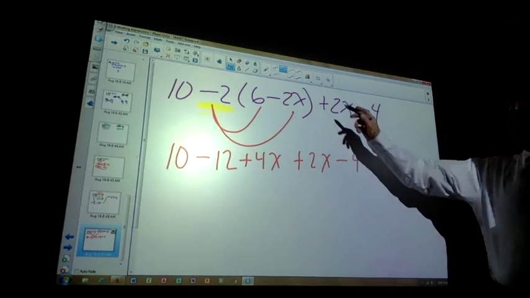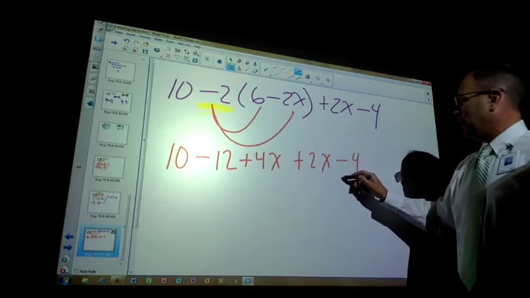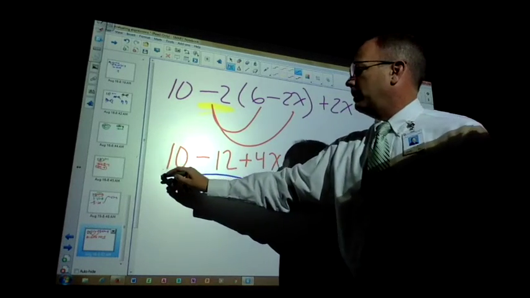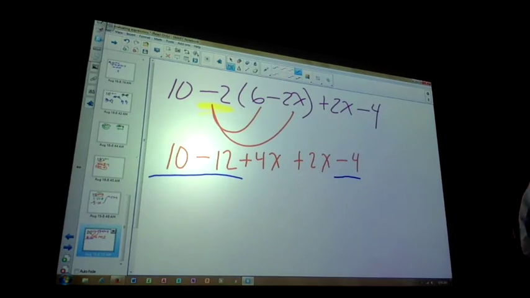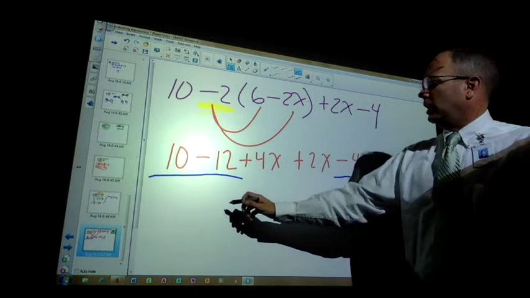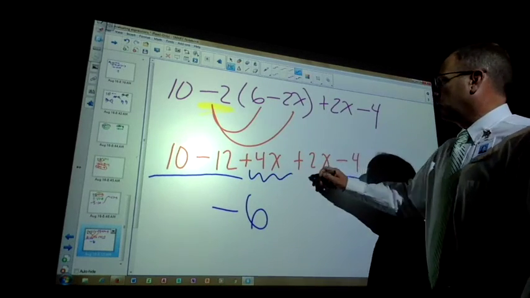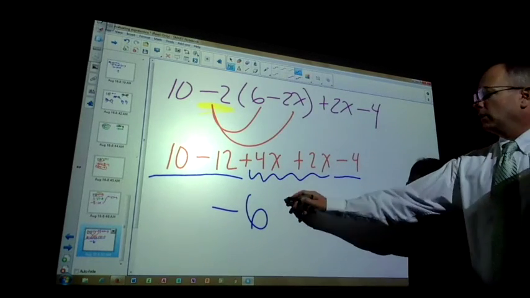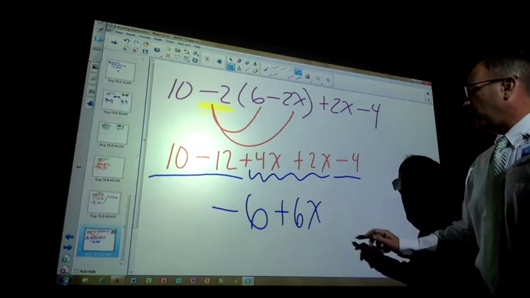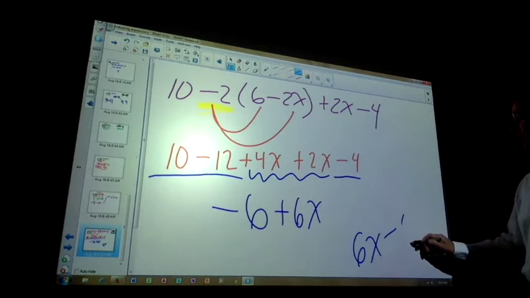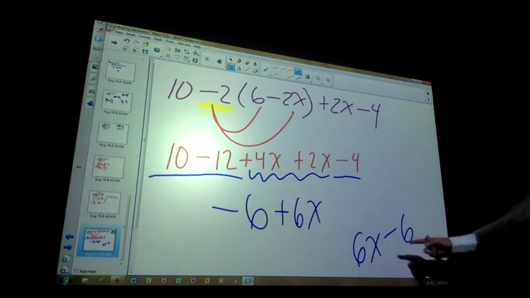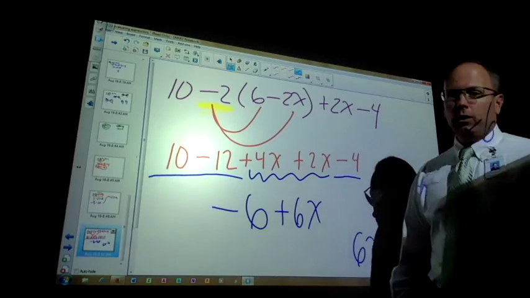Like terms. I think that might be a like term. That might be a like term. And that might be a like term. What do you think? Yep. If I go 10 minus 12, I get what? -2. And -2 added to -4 is -6. Thank you. And then these are like terms, yes? What do I get? +6x. Could I have written it like this? Yeah. Absolutely. Notice the sign switches along with it.